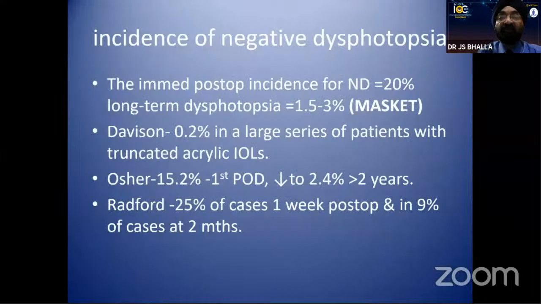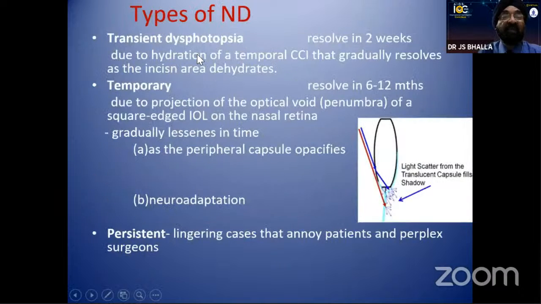The immediate incidence of negative dysphotopsia is about 20%, and the long-term incidence remains 1.5 to 3%. It has been found that within about 6 months to 2 years, the incidence remarkably comes down. So the patient needs to be patient regarding these. These are the three types: transient, temporary, and persistent.